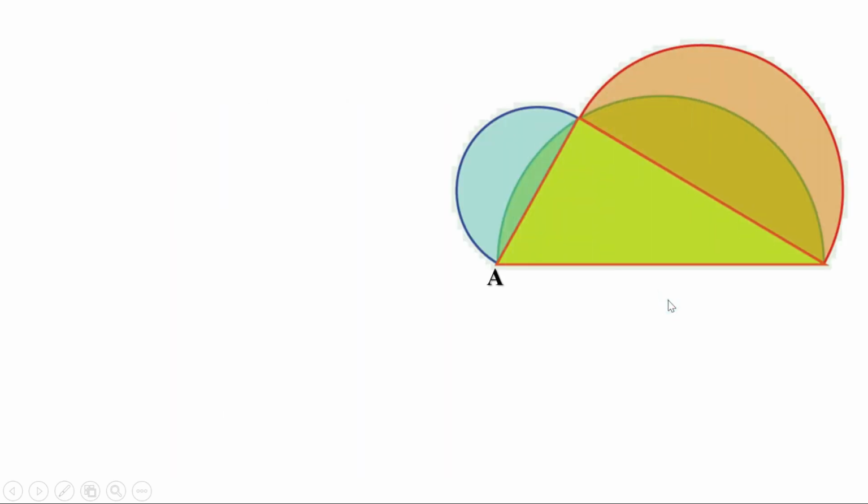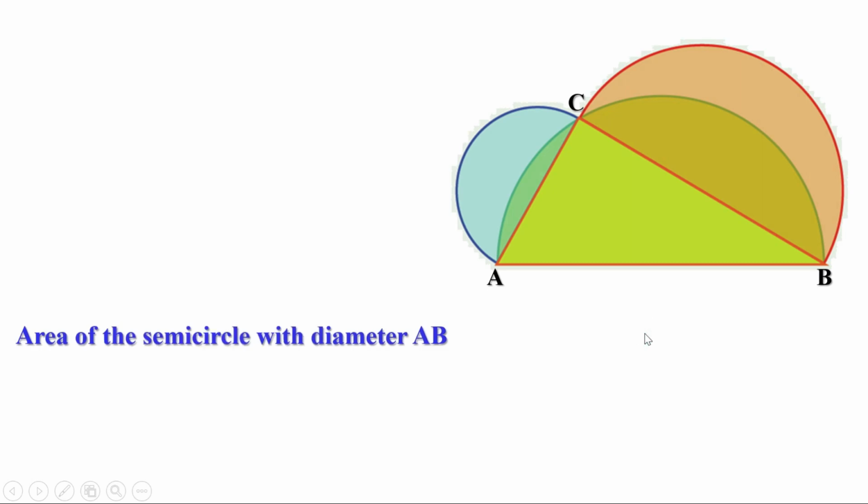Let us take the figure at first. Let me give a name for the triangle. Now there are three semicircles. What is the area of this semicircle? That is the area of the semicircle with diameter AB. Area of a circle is pi r square. Therefore, area of a semicircle is half pi r square.